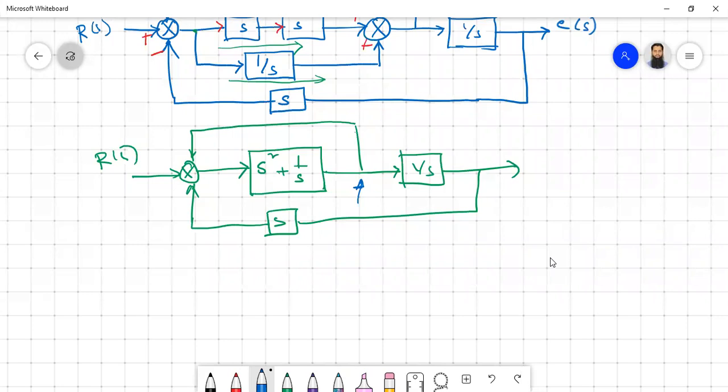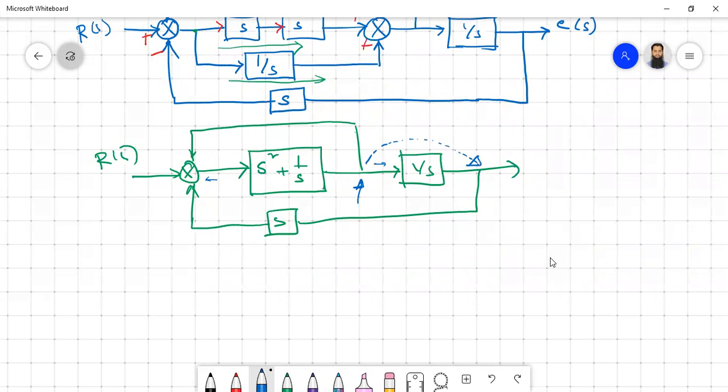So somehow we have to try to shift this one in any direction you can, either towards this side or towards that side. It's convenient to shift it to that side. Okay, so let us try to do that.